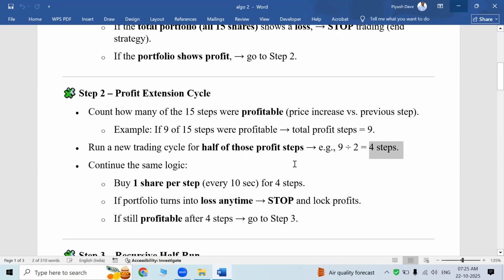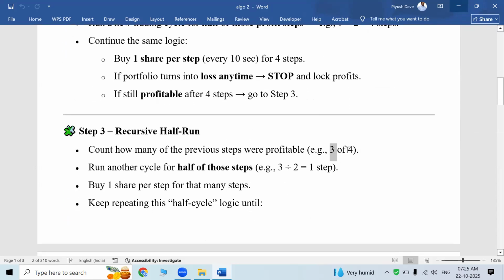And if the number of steps in these 4 steps are positive, then we will play this again. Or if these 4 steps are wrong, still we have 5 steps correct, that's profitable. So we can stop our strategy and we can book the profit. But this play can continue if the steps which you have taken, the 4 steps, made a profit. Let's consider that 3 steps have made a profit out of 4. So now we will only play for the 3. Again 3 divided by 2. So now we will play only for 1 step for 10 seconds.